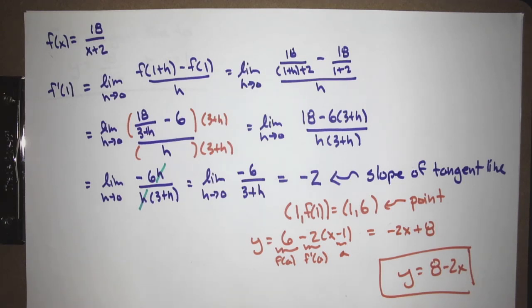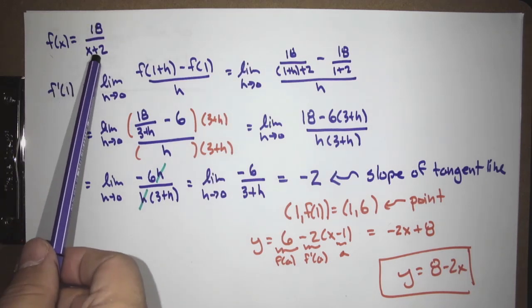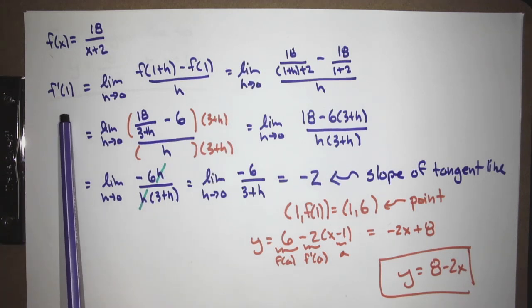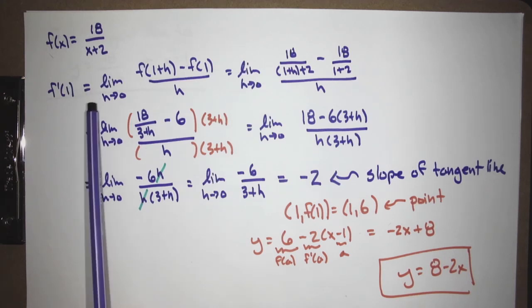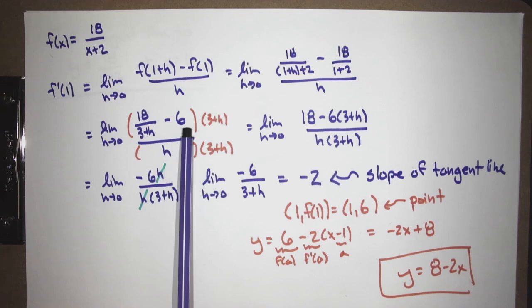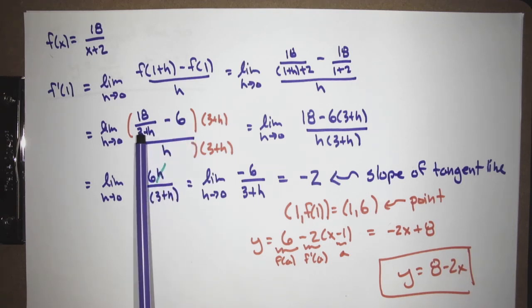But we say, all right, we need the tangent line, which means we need the derivative and the value of the function. So the value of the function, you plug in 1. 18 over 1 plus 2, that's 18 over 3, which is 6. So we know it has to pass through the point 1, comma 6. 1 because that's our input, 6 because that's our output. So we say, all right, we just need f prime of 1. So we pull out the definition, plug in the function, do a little bit of simplifying, and say, okay, now in this case, what I would do is I'd clear fractions.